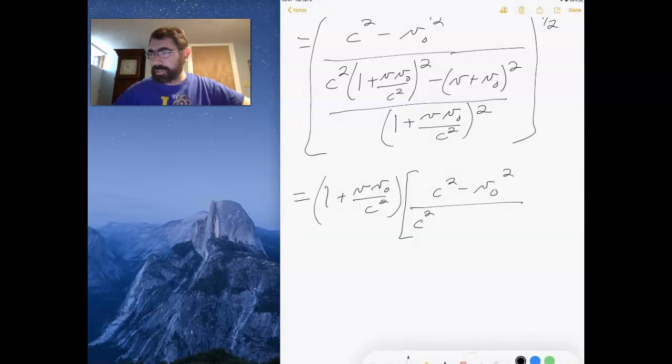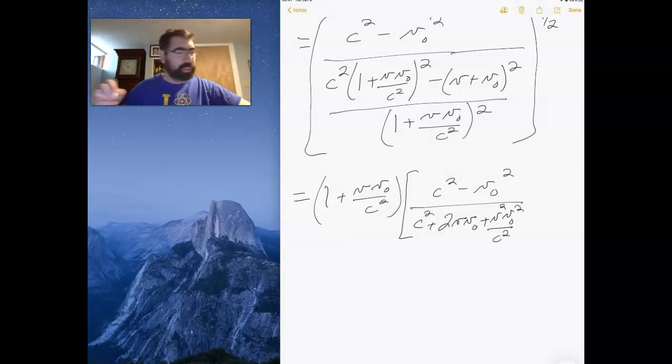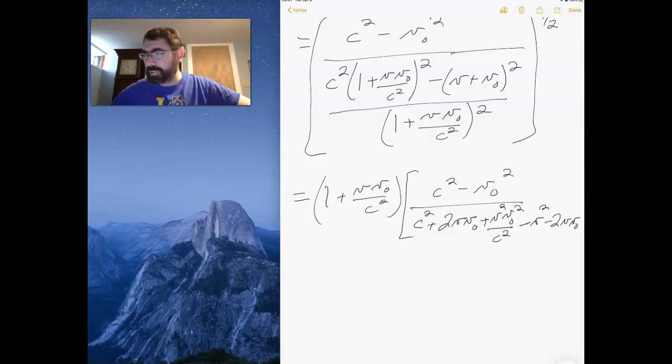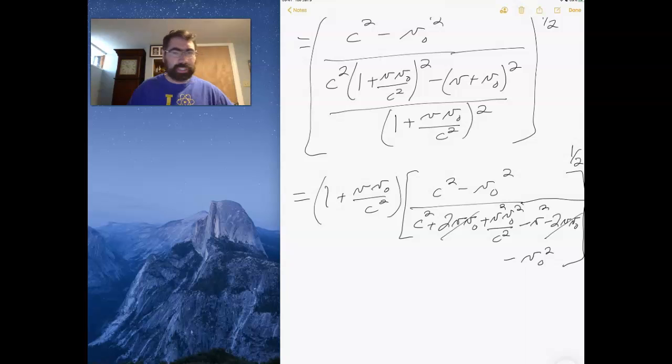So I get C squared plus 2V V0 plus V squared V0 squared over C squared. And I multiply out the other quadratic. I get minus V squared minus 2V V0 minus V0 squared. That whole thing to the square root. So I'm kind of running out of space. But I can cancel these terms, and that cleans it up a little bit.